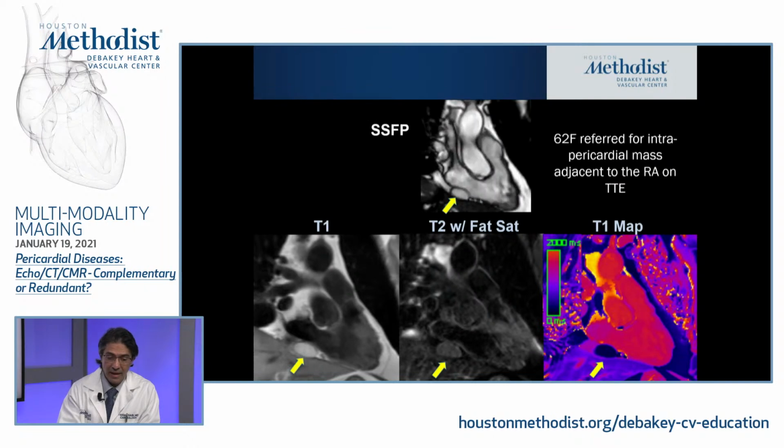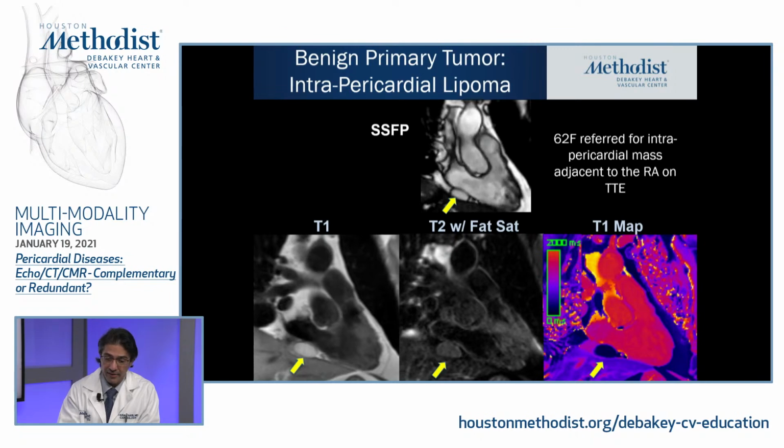Similarly, here's another mass, right posterior to the right atrium. This has a different appearance. It looks bright on T1, dark on T2 with fat saturation. Nothing can do this other than fat. This was a lipoma of the heart.